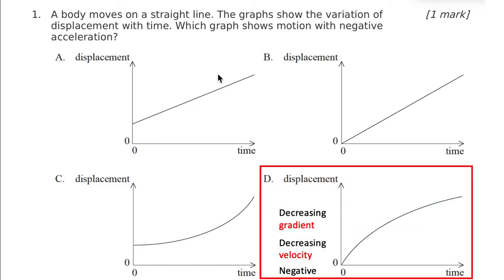Let's think about A, B, C, and D. Well, here we've got straight lines, which means constant velocity, and here we've got curving up, which means acceleration, a positive acceleration.